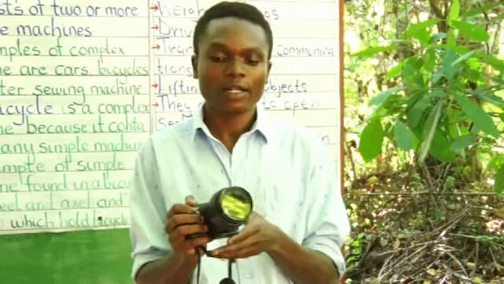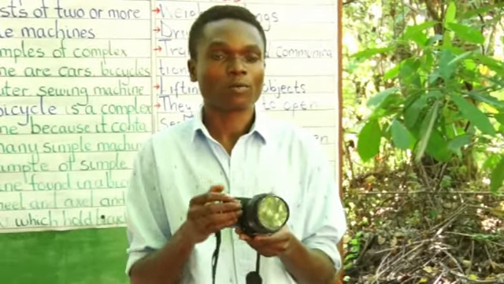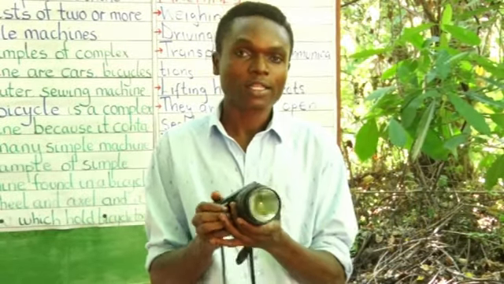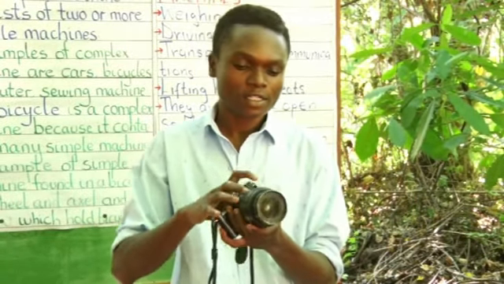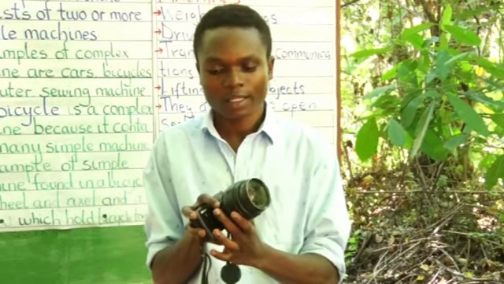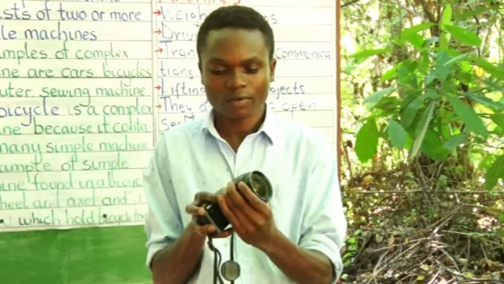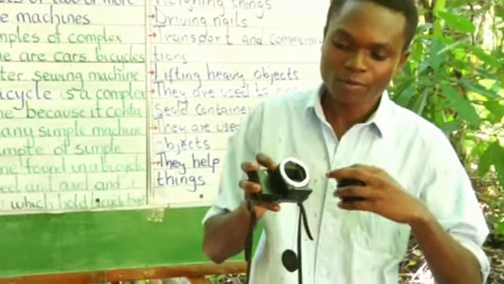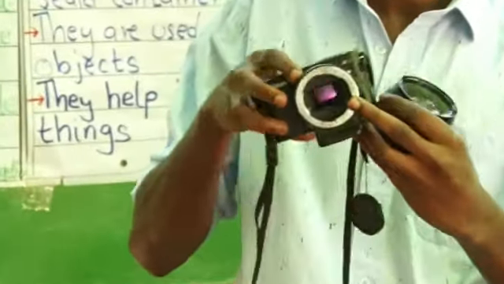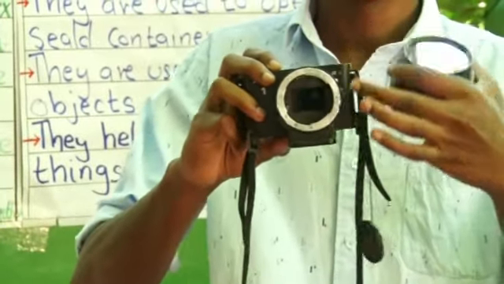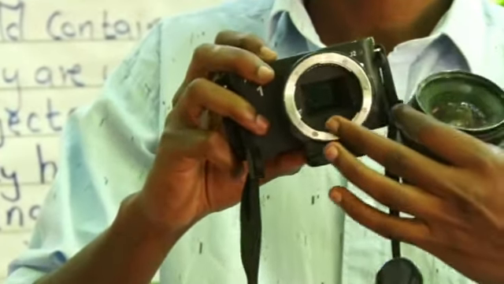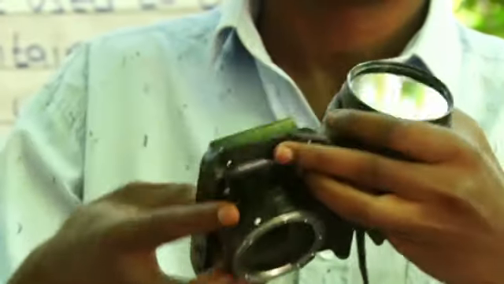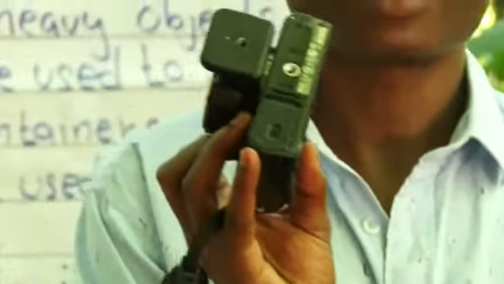Here I have a camera. This one is a complex machine. What are the simple machines which are found inside this camera? The first one we may say the screw, because you know the function of screw is to hold up the object. This camera has got different screws inside it. Let me show you. Now, my pupils, as you can observe, you can see different screws. We have some on the other side.